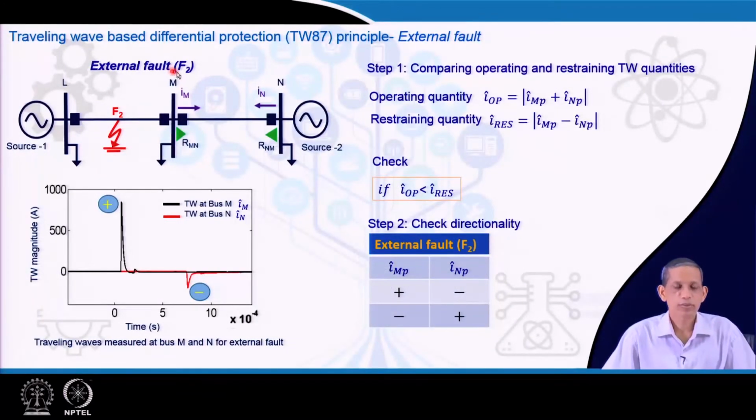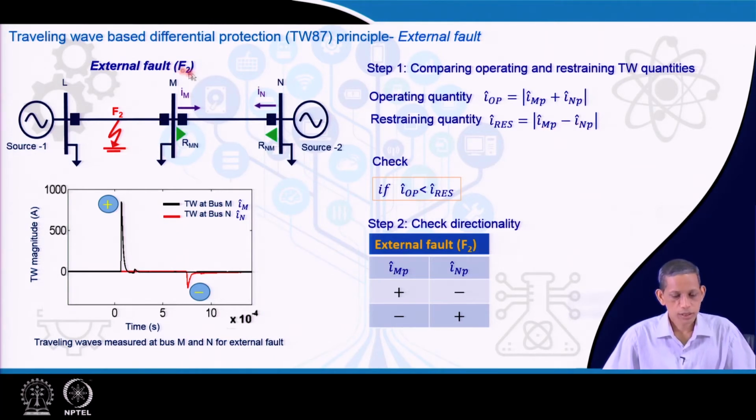Now, let us go to the external fault case. So, for this line external fault F 2 is there on this side, or it can be on this side. Let us consider this F 2 fault and the associated travelling wave captured here from the sample values of I m and I n. So, for the differential relay we will first obtain the I operating and the I restraining. I operating is the magnitude of I m p plus I n p, the travelling wave first peak value at m and first peak value at end n, and the restraining is the magnitude of I m p minus I n p.